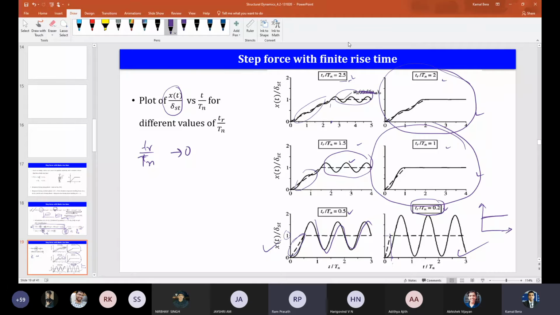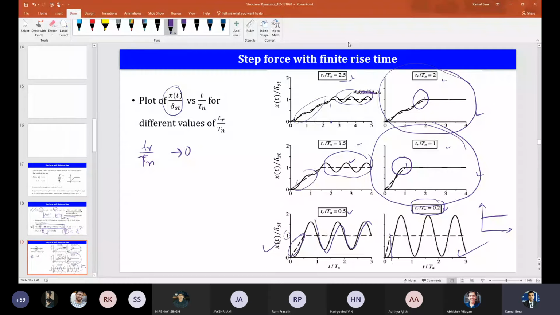After a certain time, it becomes the same as the static displacement. What certain time? After tr, the system doesn't oscillate. This is the static solution. Any other observation? You are right: after tr, when the ramp force is finished, it is not oscillating. Just carefully see this part.